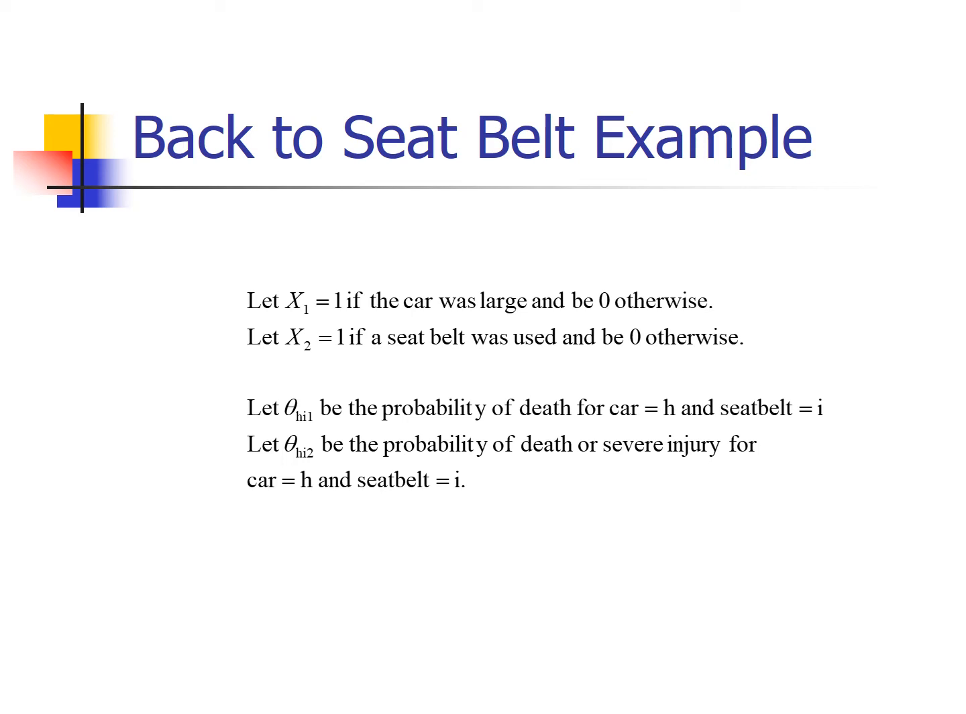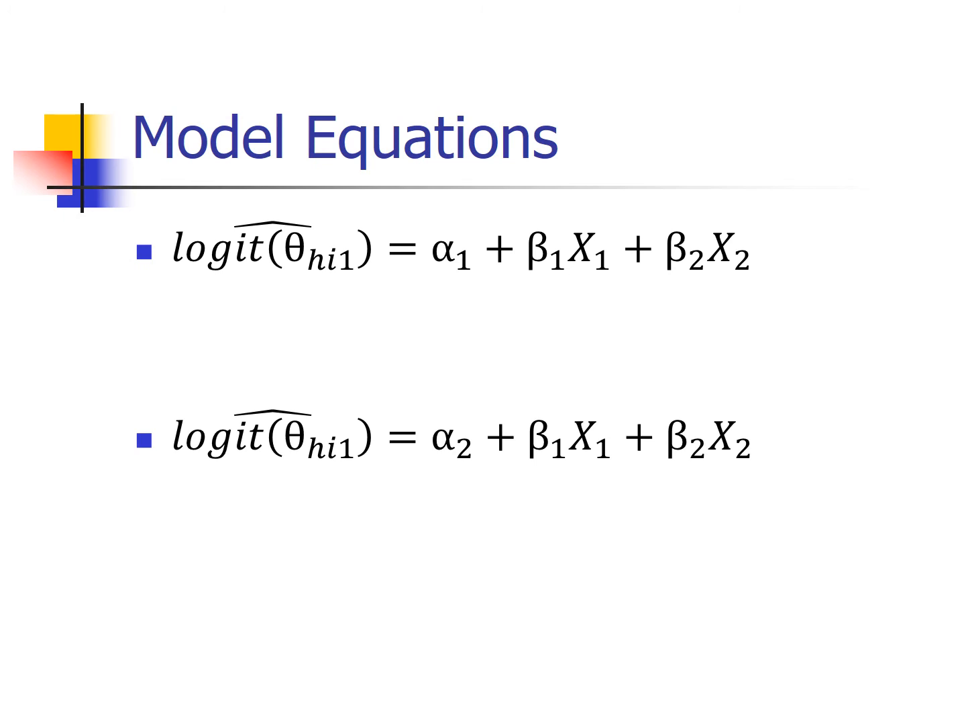All right, let's go back to our seatbelt example. So we have this x1 variable, 1 if it's large, 0 if it's, I actually think the data set calls it compact instead of small. And then x2 is 1 if they're wearing a seatbelt, 0 if they're not. So theta 1 is going to be the probability of death, that's outcome 1. Theta 2 is going to be the probability of death or severe injury, right? That's the probability of outcomes 1 or 2. So these are the two equations that we're fitting.